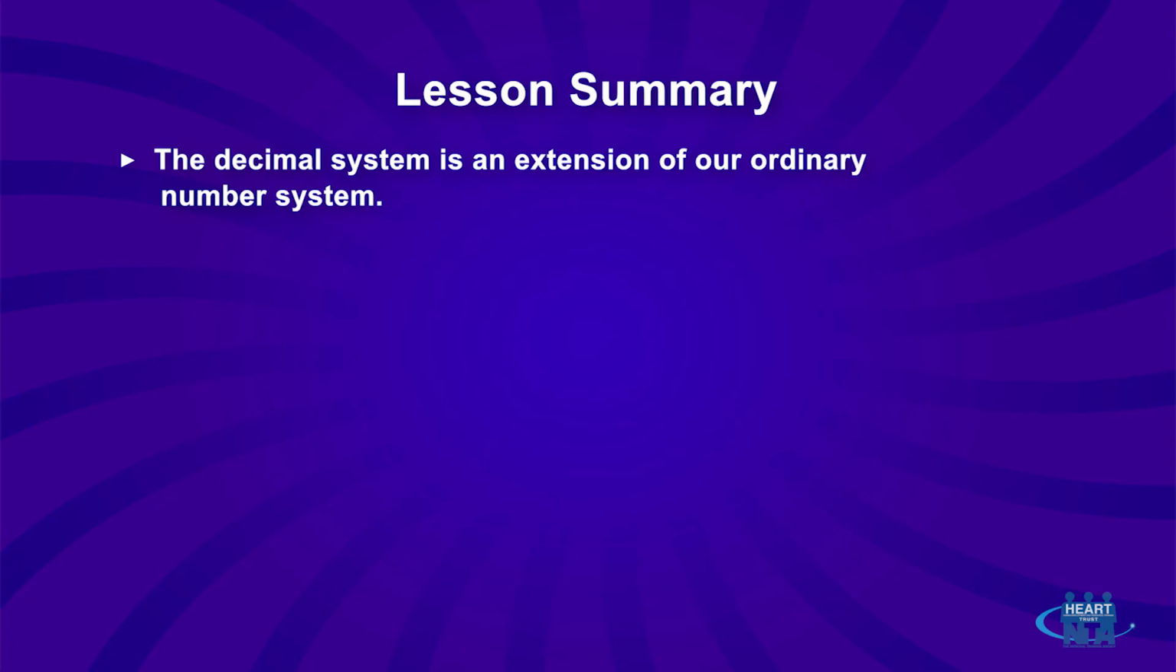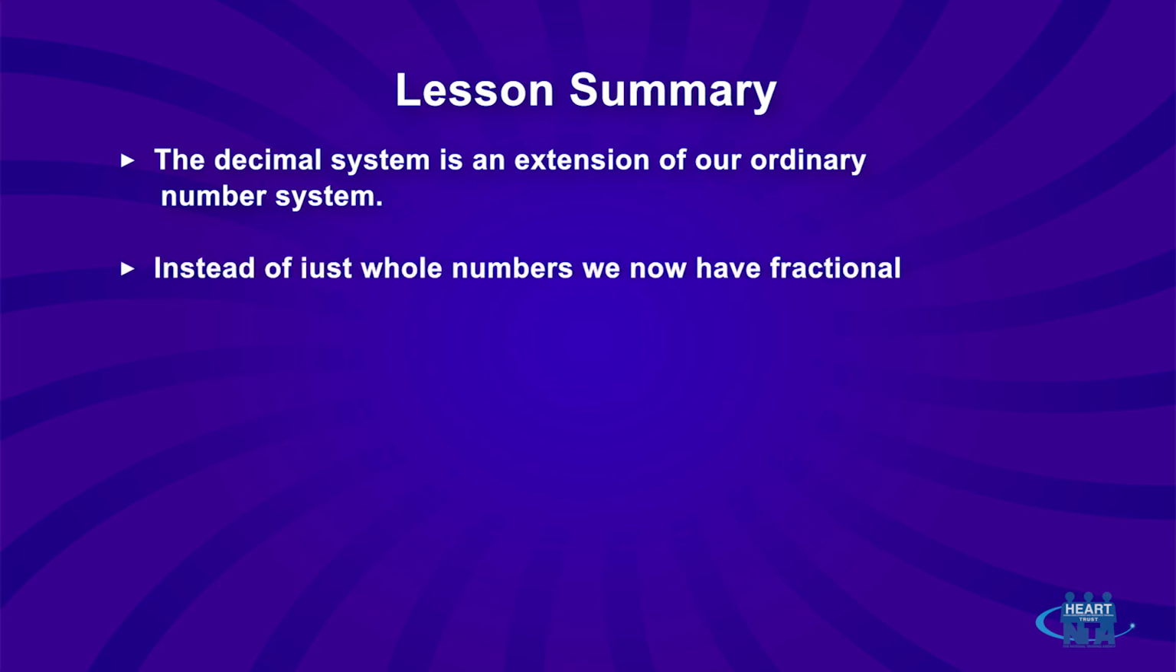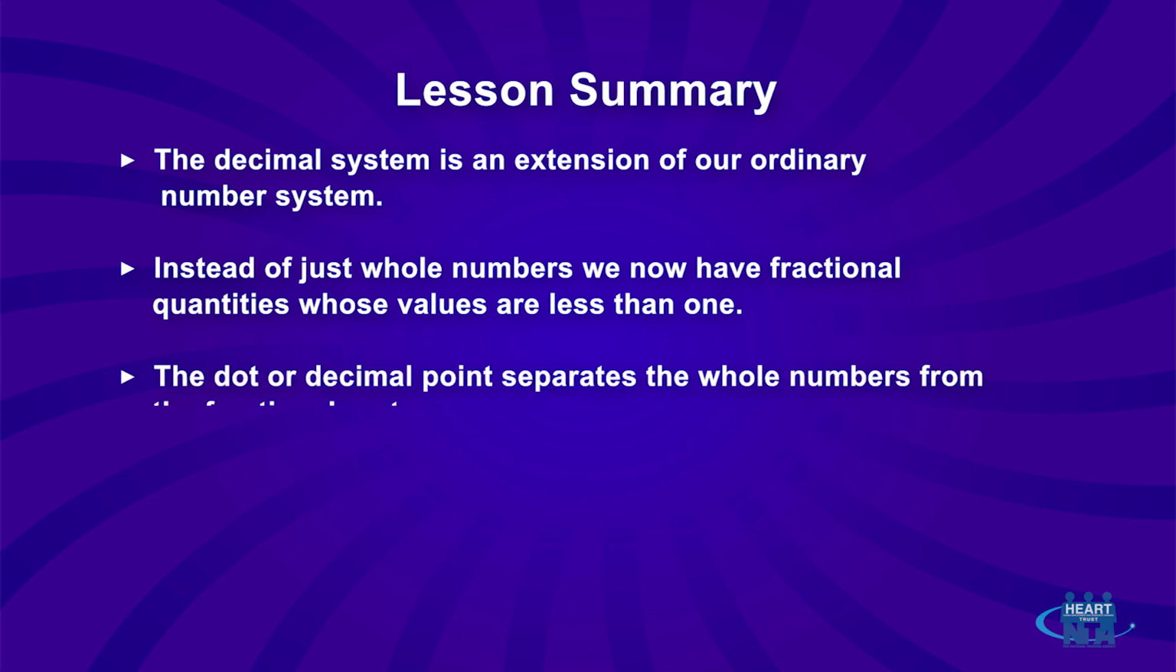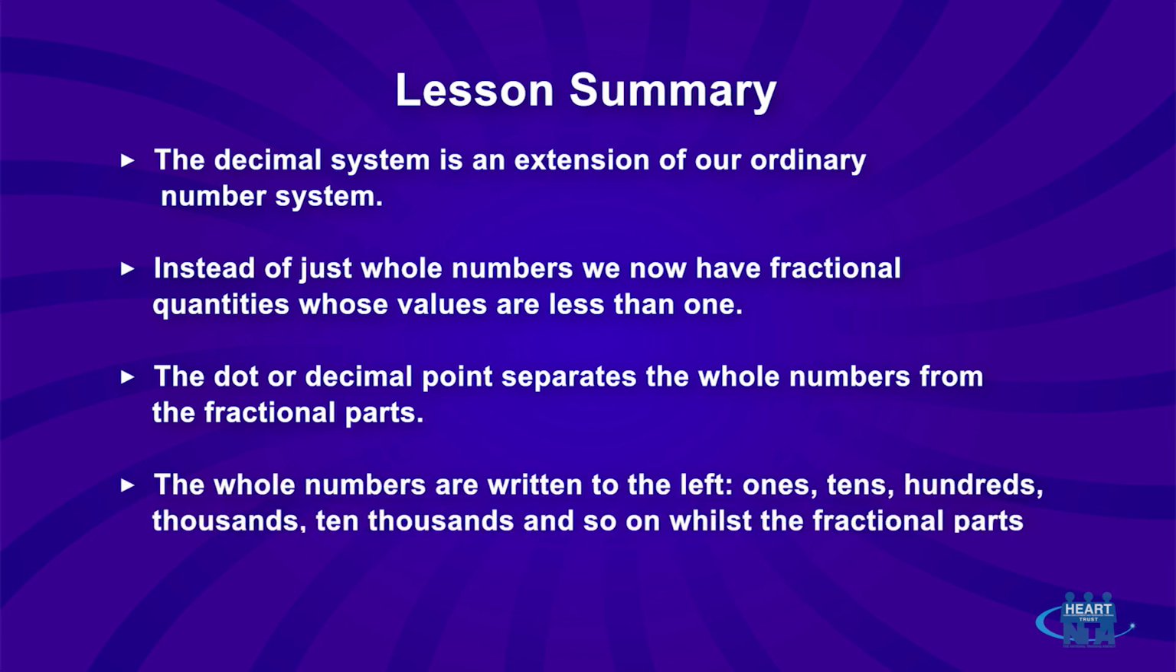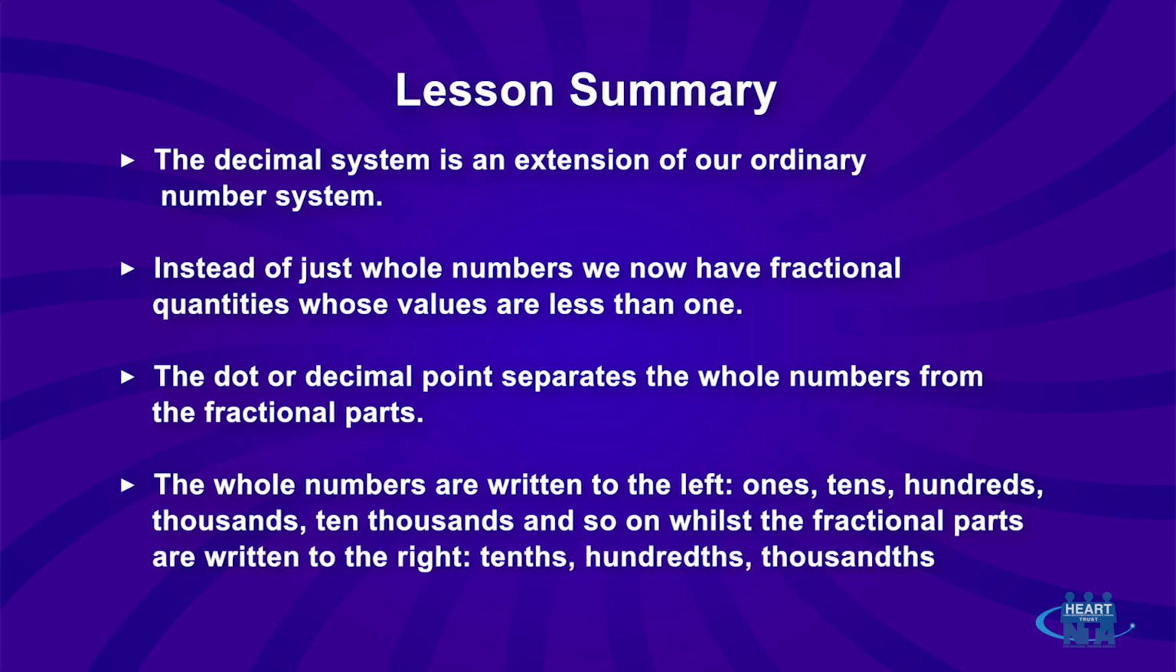The decimal system. Lesson summary. Recall that the decimal system is an extension of our ordinary number system. Instead of just whole numbers, we now have fractional quantities whose values are less than 1. The dot or decimal point separates the whole numbers from the fractional parts. The whole numbers are written to the left, for example, ones, tens, hundreds, thousands, 10,000s, and so on, while the fractional parts are written to the right: tenths, hundredths, thousandths, and so on.